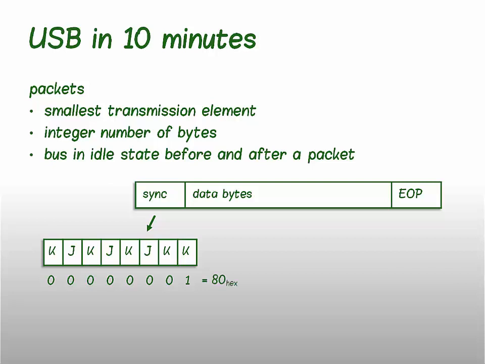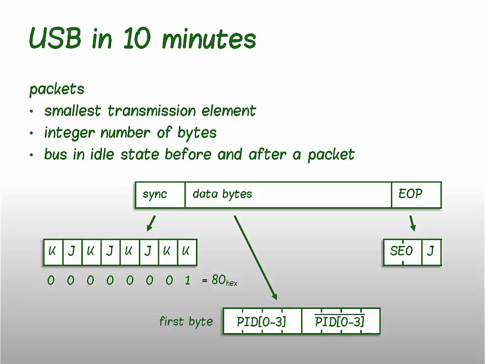As we've already seen, end of packet is made of two single-ended 0 states and one J state. Between the sync byte and end of packet there are data bytes. The first byte is always the packet identifier. As the name suggests, the PID is used to identify the type of the packet with its four least significant bits.